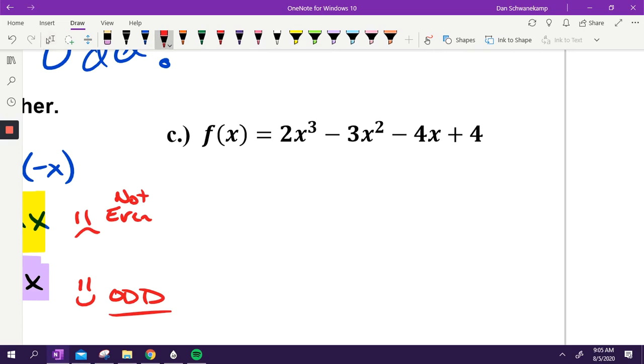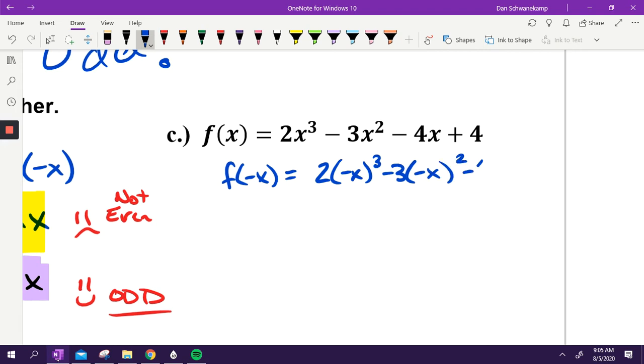Woo, a big one. All right, so first thing we're going to do is determine if it's even. Plug in a negative x. So 2 negative x cubed minus 3 times negative x squared minus 4 times negative x plus 4. A lot of stuff going on there. We're going to simplify. Okay, so this thing right here, it's a negative x cubed, so it's going to be negative 2x cubed. It's going to stay negative because I cubed it.